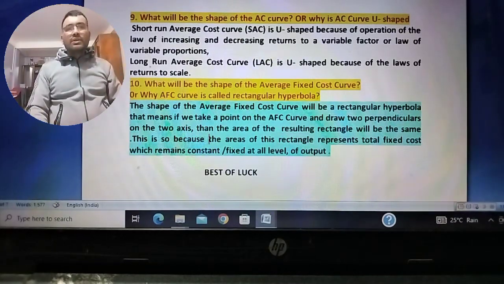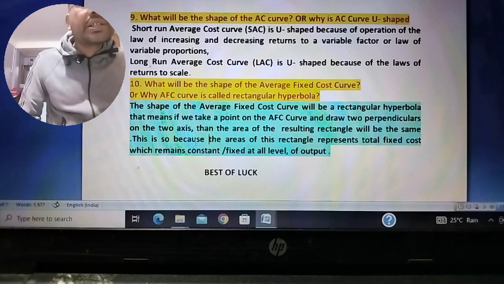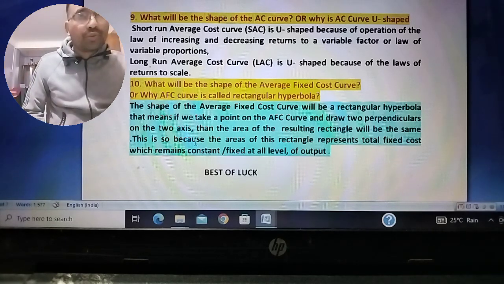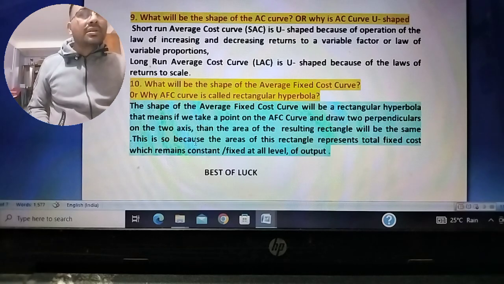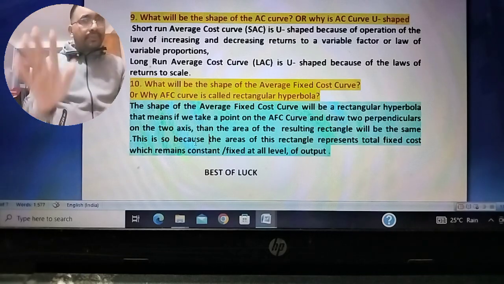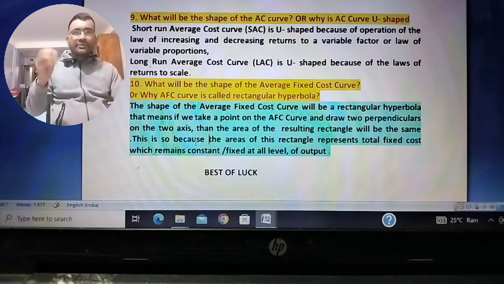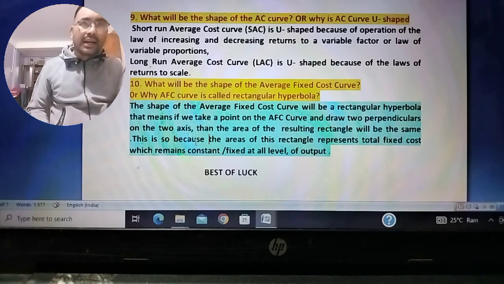Okay, this is because the area of this rectangle represents total fixed cost, which remains constant at all levels of output. Okay, this is because the shape of the average fixed cost is a rectangular hyperbola. The shape of average cost is U-shaped. Likewise, the shape of marginal cost is also U-shaped, but the shape of the average fixed cost is a rectangular hyperbola.